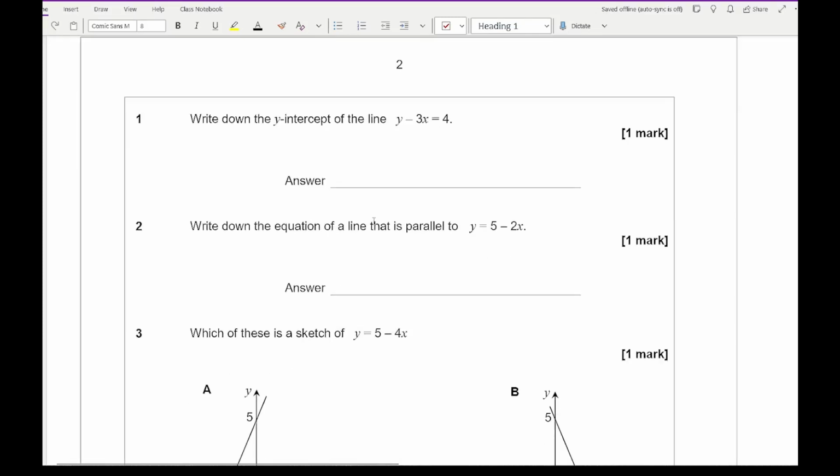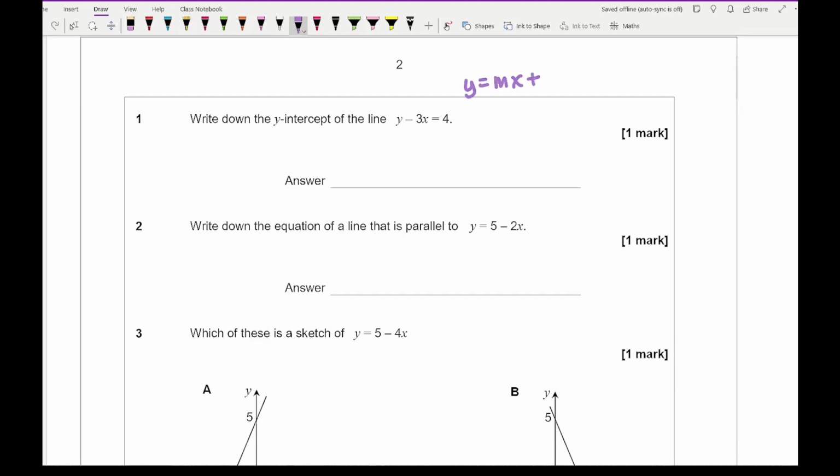Looking at question 1, it says write down the y-intercept of the line y minus 3x equals 4. To find the y-intercept and the gradient, you always need to make sure you've got y as the subject, and our y-intercept is going to be the number at the end. So first I need to rearrange this formula so it's y equals 4 plus 3x, and the y-intercept is the number, which is positive 4. I can either write 4 or I can write (0, 4). But personally, because it just says write down the y-intercept, 4 will be good enough.